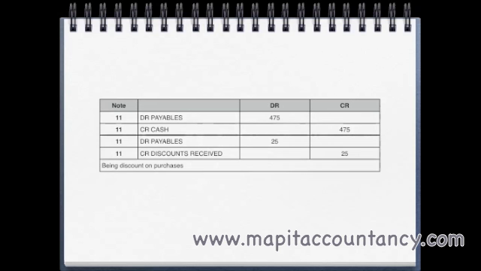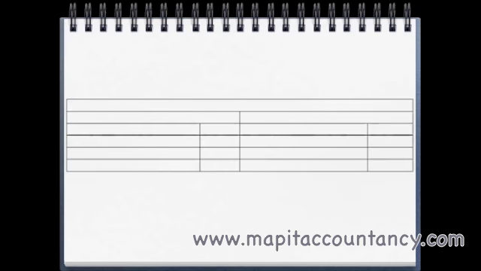We debit payables with the amount we actually paid. We then debit it with the discount we received. And we credit cash with the cash we paid. And we credit discounts received with the 25, the rest, the discount that we got. So let's set an account up for discounts received, and then let's post all of this through. So our discounts received account will look like this, and we simply need to put through the discount that we got on our purchases in note 11. So we said we would credit discounts received.